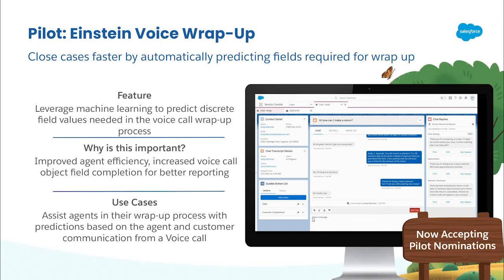To start things off, I want to announce a new pilot program, Einstein Voice Wrap-Up. It will specifically work for Service Cloud Voice customers, providing recommendations to agents when they wrap up a voice call. We use machine learning to predict discrete field values needed in the voice call wrap-up process. It improves agents' efficiency and increases voice call object completion for better reporting. Let's see a demo of Einstein Voice Call Wrap-Up in action.